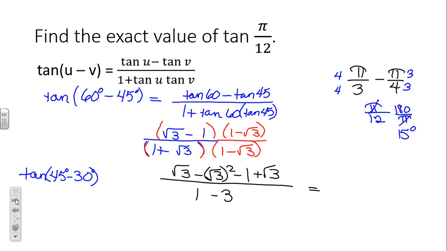So, in the numerator, square root of 3 squared is 3. So we have a negative 3 minus 1. And then we have a square root of 3 plus a square root of 3. Good. And then in the denominator, 1 minus 3 is negative 2. So to tighten it up one more time, divide everybody by that negative 2, right? So we get 2 minus a square root of 3, because we'll change the sign of the second term. Okay?